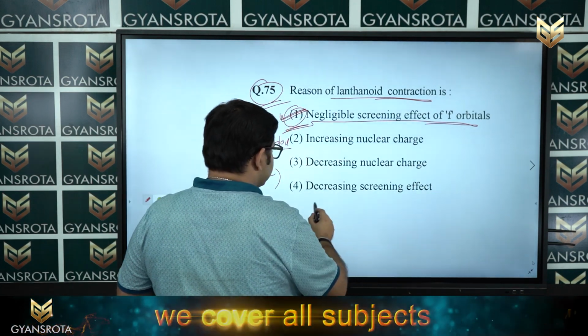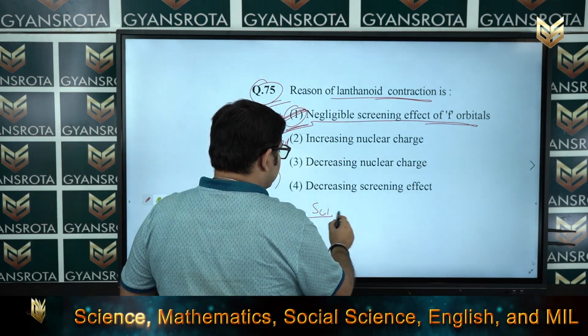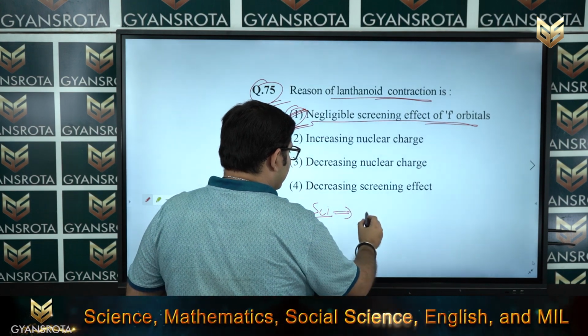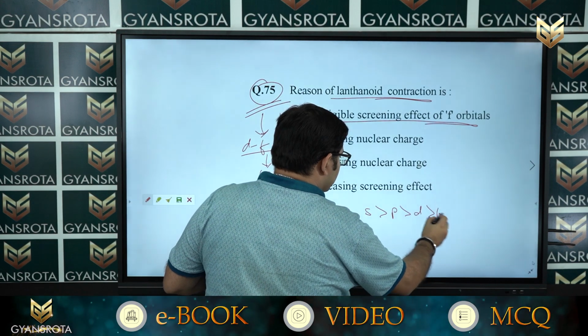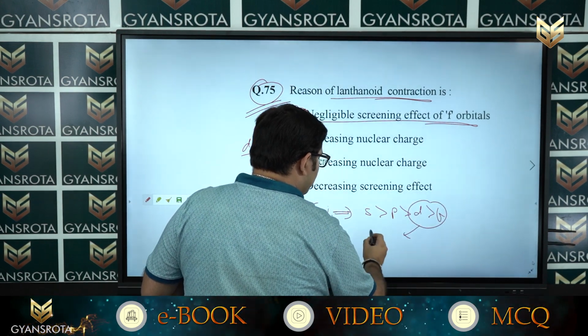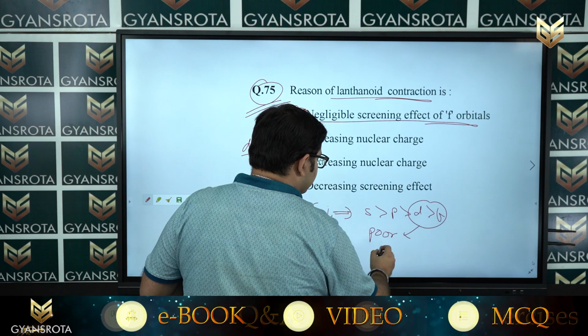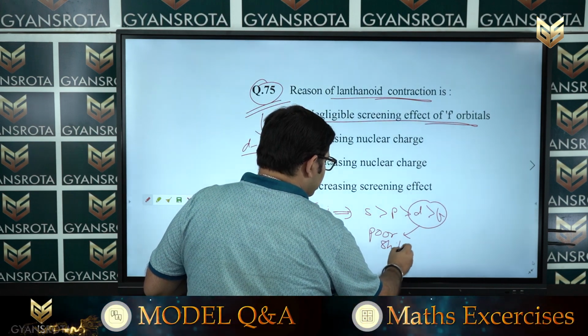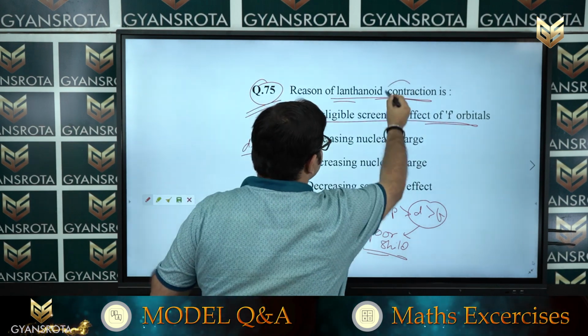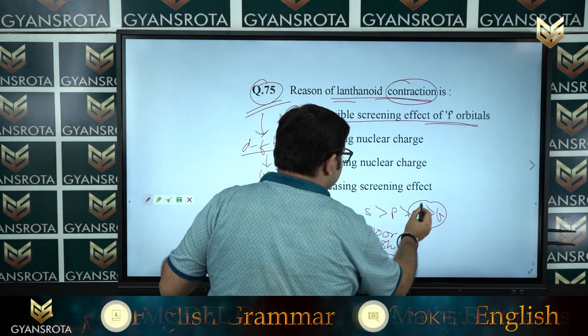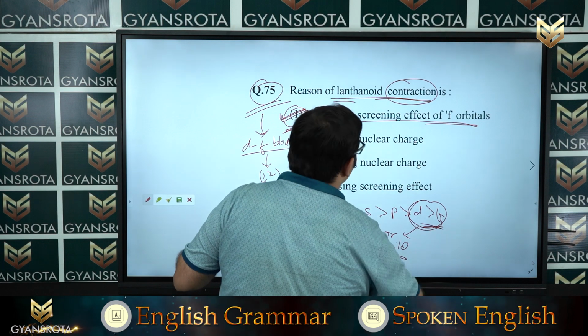So always remember the screening effect order, it follows S, P, D and F. So D and F are known for poor shielding. Due to this poor shielding of the F orbitals, the lanthanide contraction happens.